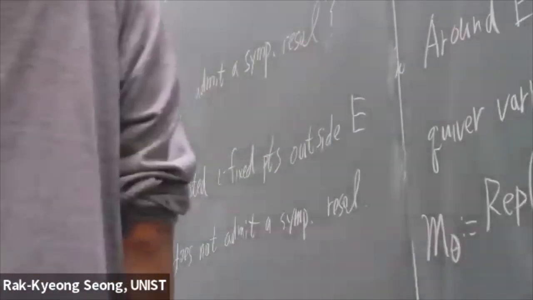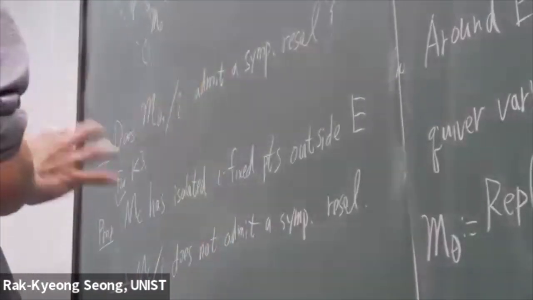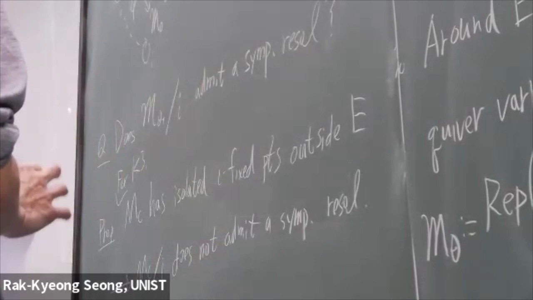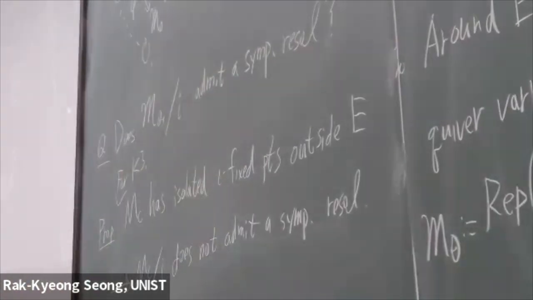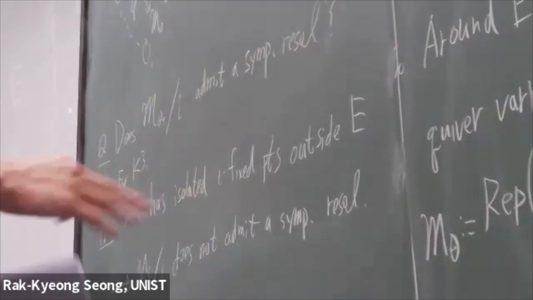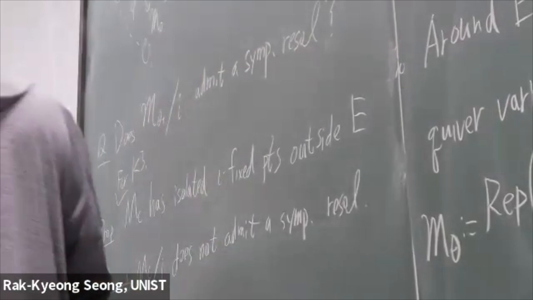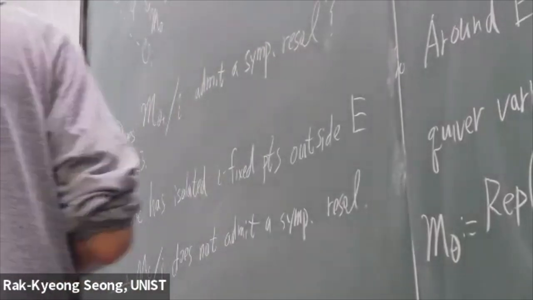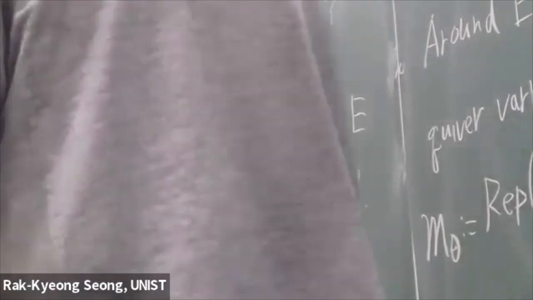And finally, I should remark that this is just one particular example of a finite symplectic quotient of a singular moduli space, and there should be many other examples. It should be interesting to study such examples. I stop here. Thank you.